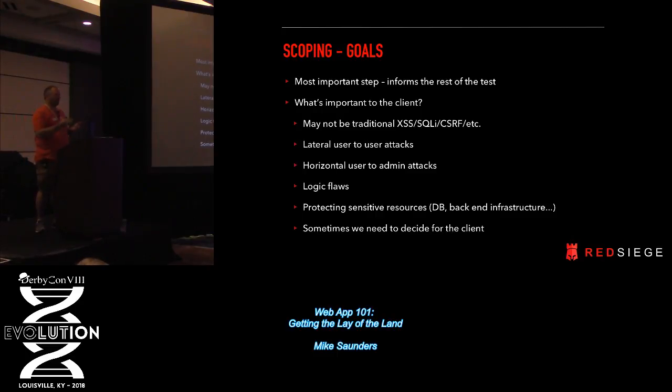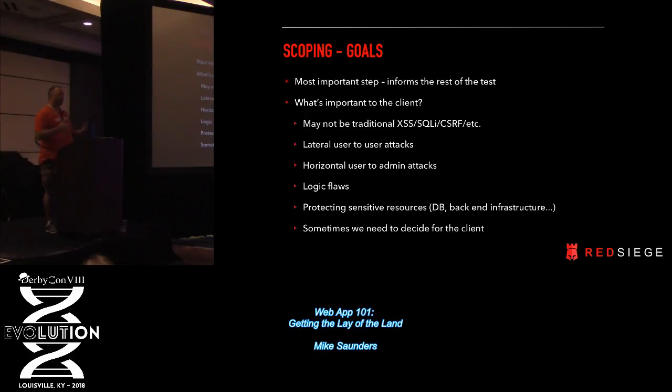And when we're in scoping, it's not just this is your URL, these are your creds, this is the time you have. You need to talk to the client, you need to find out what's important to them. Why is this app important to them, why are they wanting this test, and what are they worried about happening? And it might not be SQL injection. It might not be cross-site scripting. It might not be stealing data out of the application. It might be that they are really worried about users being able to influence other users and doing lateral privilege attacks. They may be worried about protecting admin accounts from user attacks.